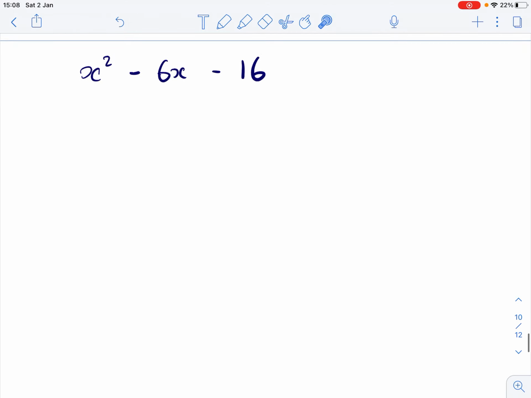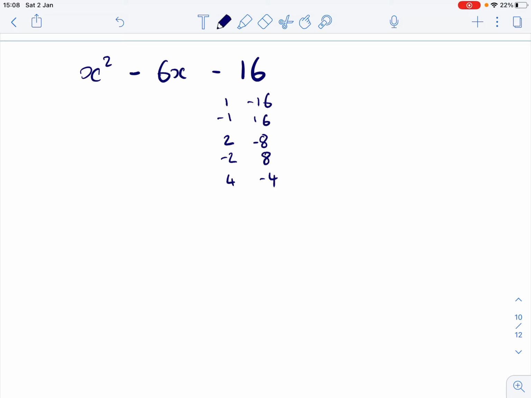Okay, final example. x squared minus 6x minus 16. Okay, so again, I'm going to think about minus 16. It has to come from a positive times a negative. So let's think about this as, this could be 1 times minus 16, or minus 1 times 16. It could be 2 times minus 8, or minus 2 times 8, or it could be 4 times minus 4, and actually that's our last combination, isn't it?